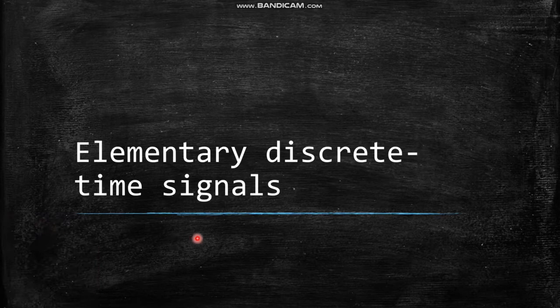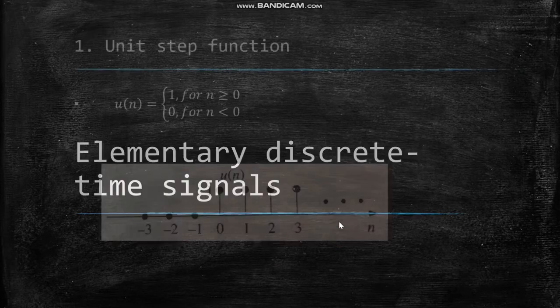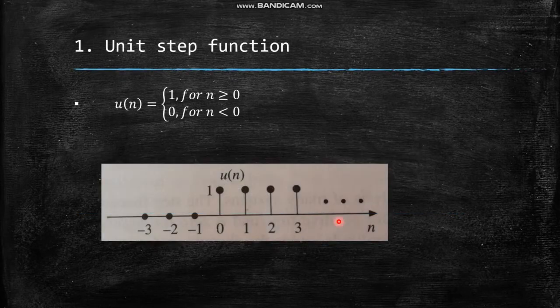We have completed our discussion on elementary continuous time signals, and now we will be moving on to the elementary discrete time signals. The first elementary discrete time signal is a unit step function. A unit step function u of n can be written by the condition as 1 for n greater than or equal to 0 and 0 for n less than 0. That means it will be 1 for all the positive values and 0 for all the values less than the 0th point, n equal to 0 point.